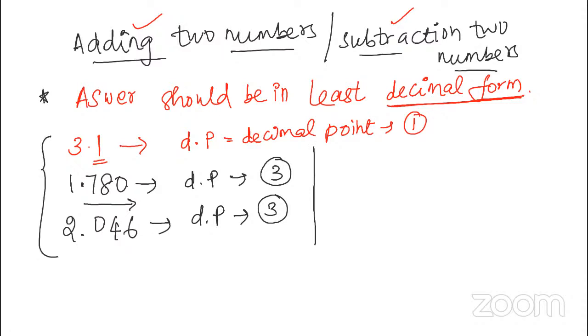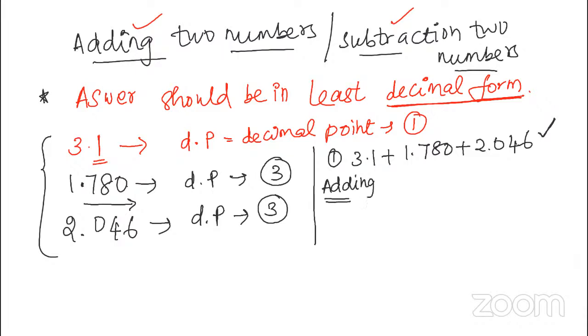Now we want to add all these numbers. From the problem they have given, add 3.1 plus 1.780 plus 2.046. That is the problem given to you. So now we want to add all the values.